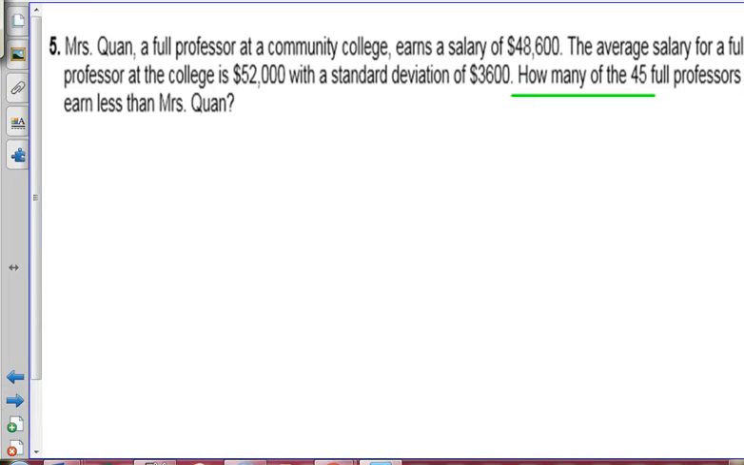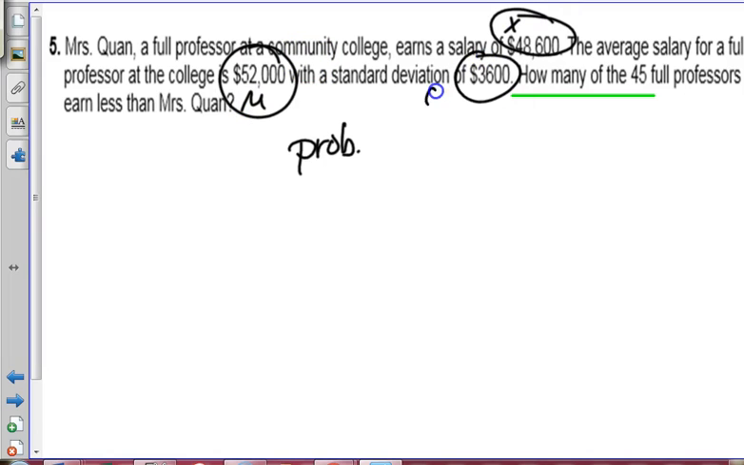Miss Kwan, a full-time professor at community college, earns a salary of $48,600. The average salary for a full-time professor is $52,000 with a standard deviation of this. How many of the 45 professors earn less than Mrs. Kwan? Okay. So first of all, we're going to find the probability. And then we'll worry about this out of the 45. So what are our things here? This is X, right? This is the mean, and this is the standard deviation.